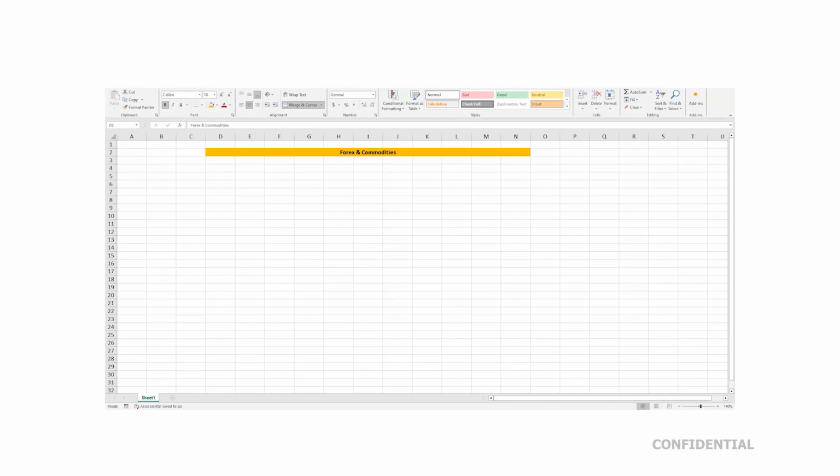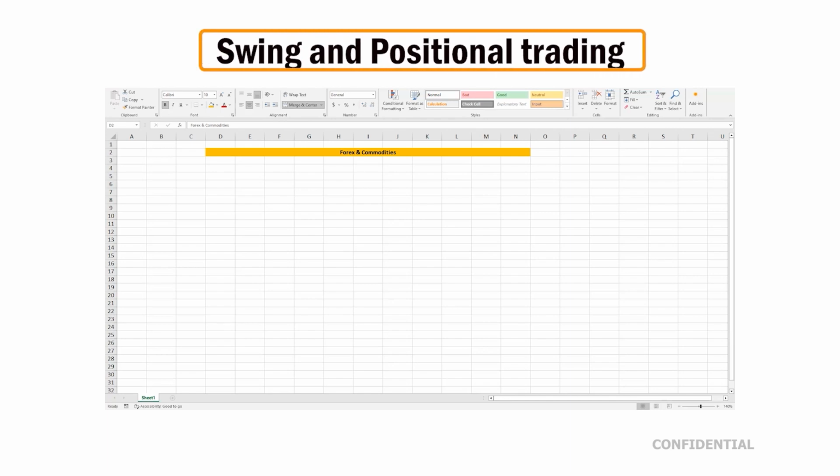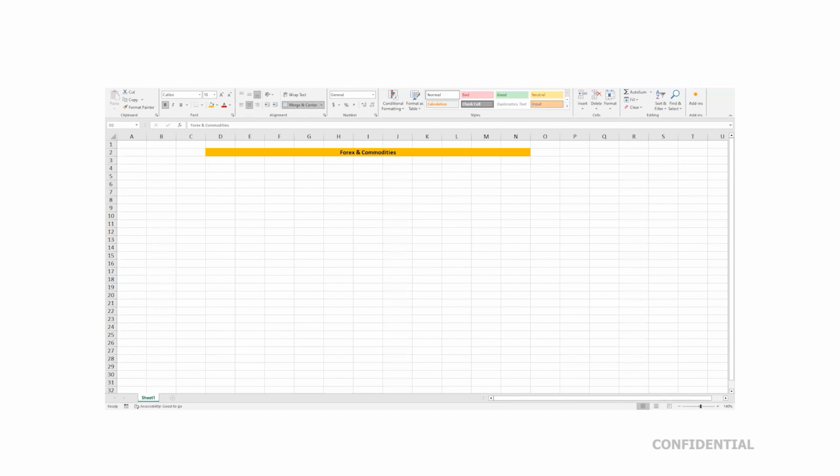The strategies can also be used for swing as well as positional trading. Again, can be used for options as well as futures. I hope that makes sense. So this is the broader idea of this entire program. I hope that makes sense for everyone.